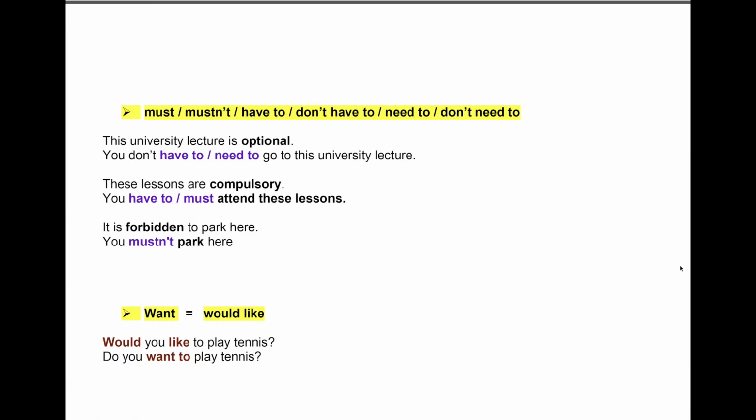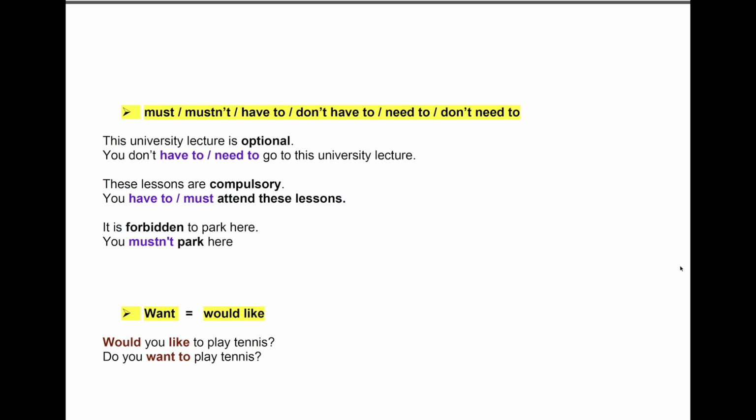Must, mustn't, have to, don't have to, need to, don't need to are interchangeable. This university lecture is optional. You don't have to go to this university lecture. You don't need to go to this university lecture. These lessons are compulsory. You have to attend these lessons or you must attend these lessons. It's forbidden to park here. You mustn't park here.